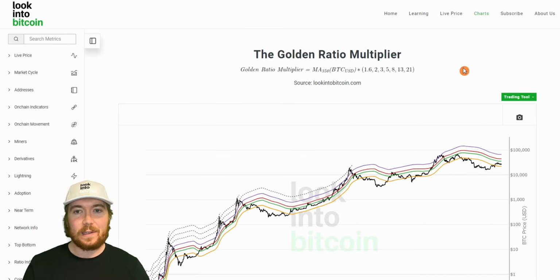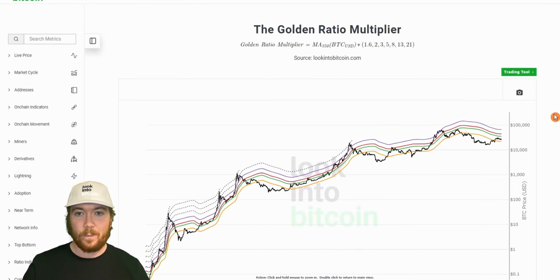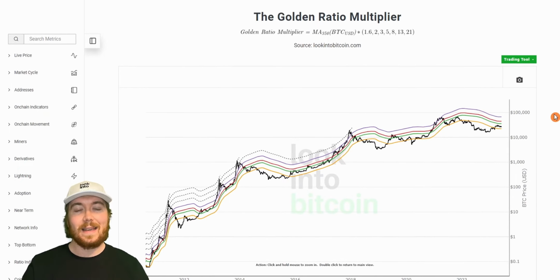So right now we're just here on the Look Into Bitcoin site, and specifically the golden ratio multiplier chart we have here on lookintobitcoin.com. The golden ratio multiplier takes a 350-day moving average of Bitcoin, so the previous 350 days of price action. We average out the closing price of those 350 days, almost a year, and multiply that moving average value by what we would call a Fibonacci sequence.